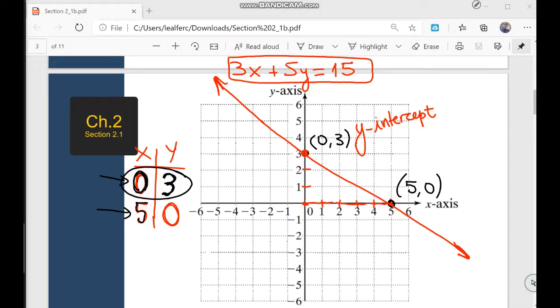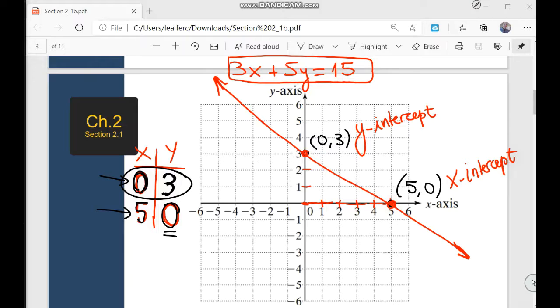And this other point here, the coordinate where y equals 0, also has a special name, that's x-intercept. That means the point where the line that represents the equation intersects the x-axis, right?